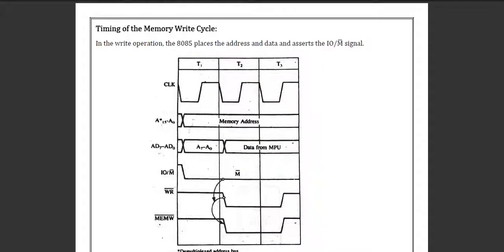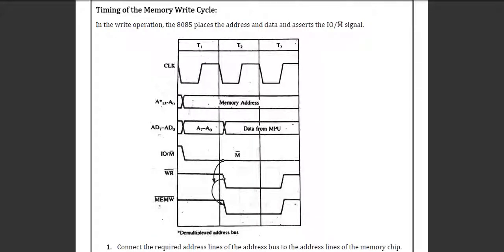This is the timing diagram of the memory write cycle. Here we can see this one is the memory address, this is the clock, and these are the time cycles. This one is for the data, and here the signal is low, which means the memory is activated. Here we have the write signal instead of read. Write is also an active low signal, so when it is low, the write signal is activated and writes to the memory. So when MEMW, the memory write, is low, the memory write is activated and doing its job.